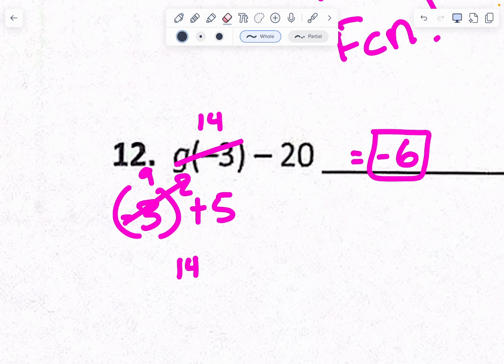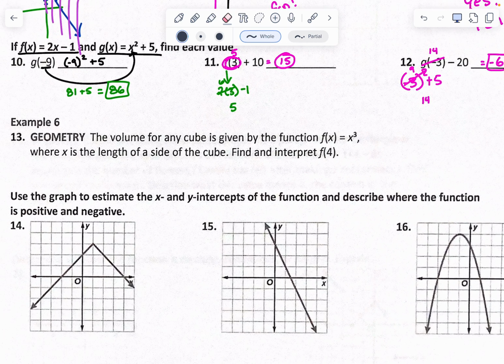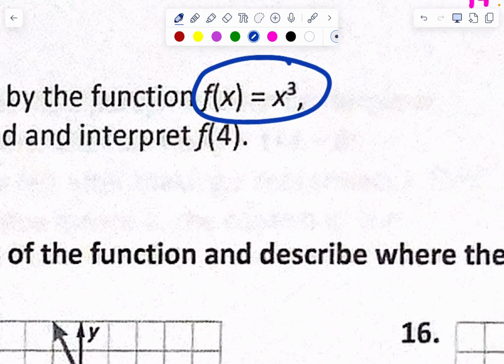Positive 9 plus 5 is 14 minus 20 is negative 6. Yep. You know what you're doing? Okay, that was number 12. Okay, number 13 is talking about the volume of a cube. Did you know that the volume of a cube is taking all 3 sides times each other, right?